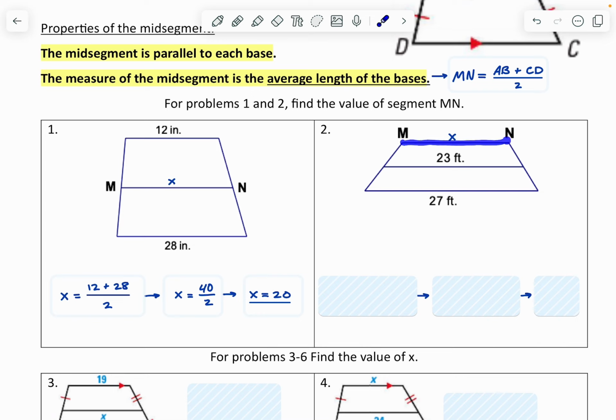This next example, I want you to think for a second. Am I actually looking for the mid-segment of this trapezoid? No, I'm looking for the length of one of the bases. I already know that the mid-segment is 23. So I have 23 is equal to (x plus 27) divided by 2. I want you to take a second to think about how you would solve this algebraically.